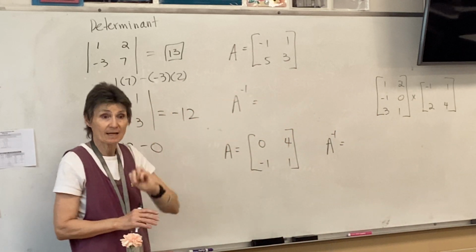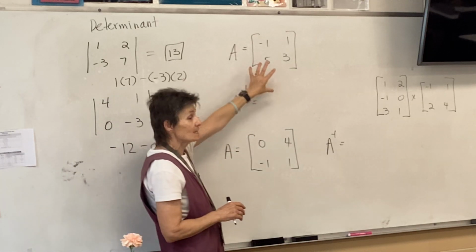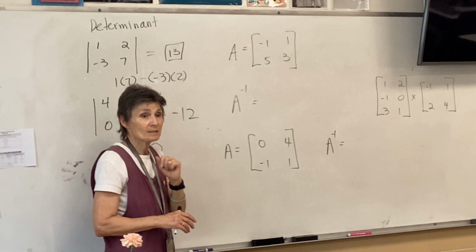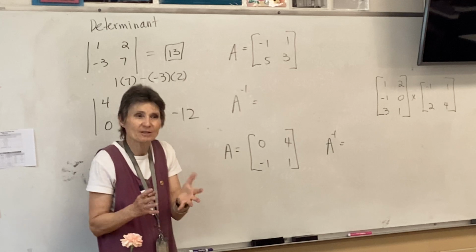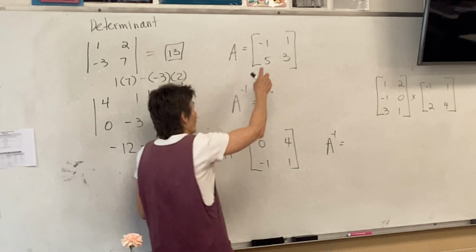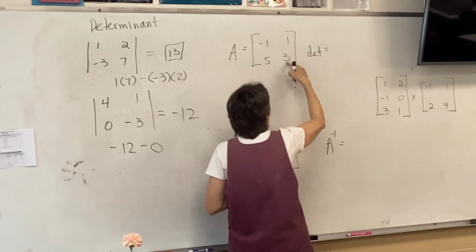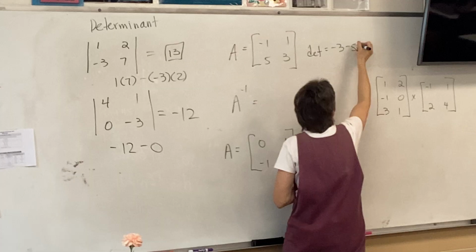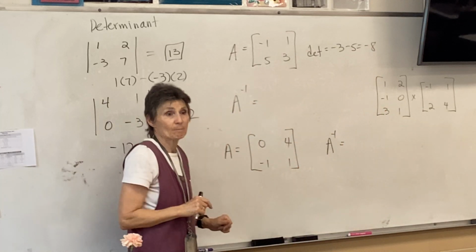All right, second thing, this is the inverse notation. We're going to find the inverse of that matrix. It is a 2-step process, and the first step is find the determinant. What's the determinant of this guy? -3 minus 5, -8. All right, just hang on to that number for a second.